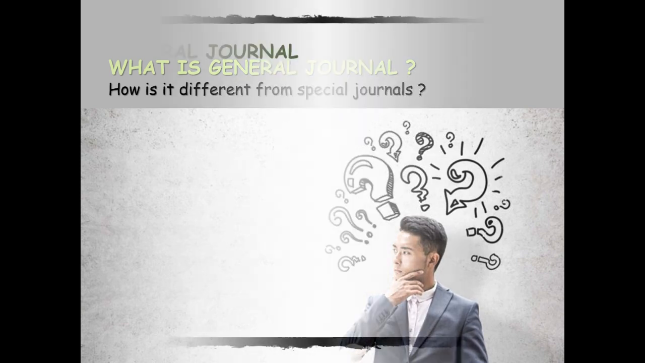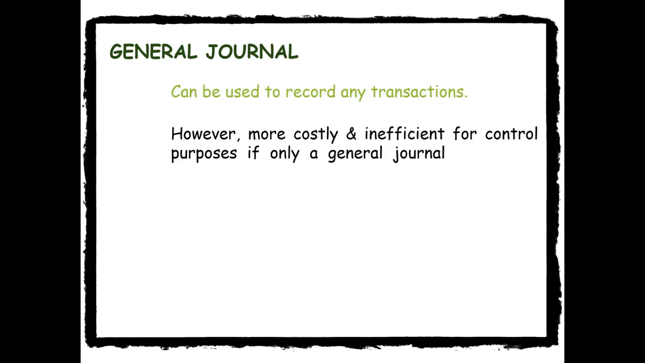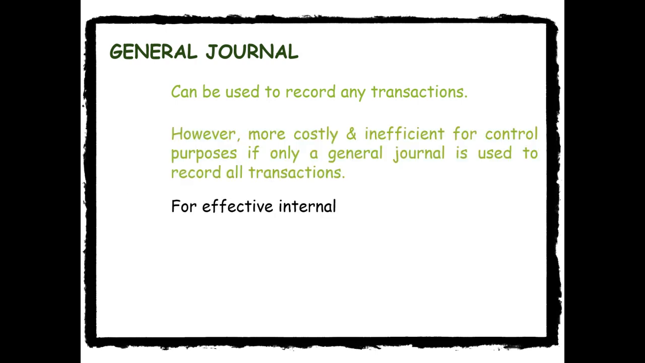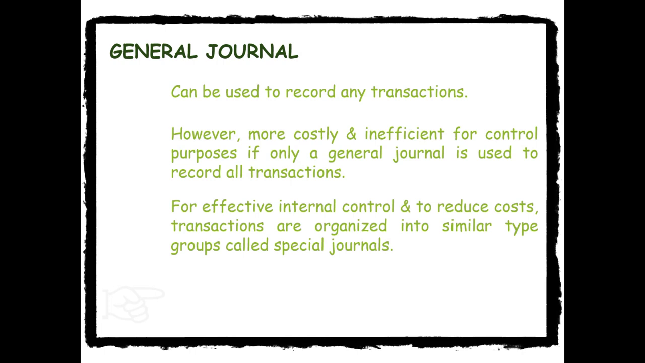Next, we will talk about general journal. A general journal can be used to record any transactions. However, the use of only a general journal for all transactions is more costly and is not an efficient tool for control purposes. For an effective internal control procedure and to reduce costs, transactions are organized into similar type groups called special journals. Thus, a business can use special journals along with the general journal.